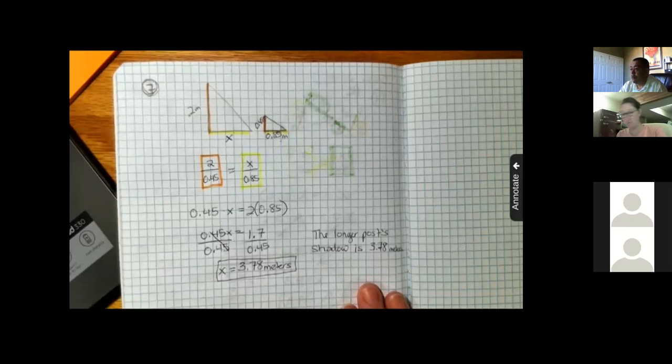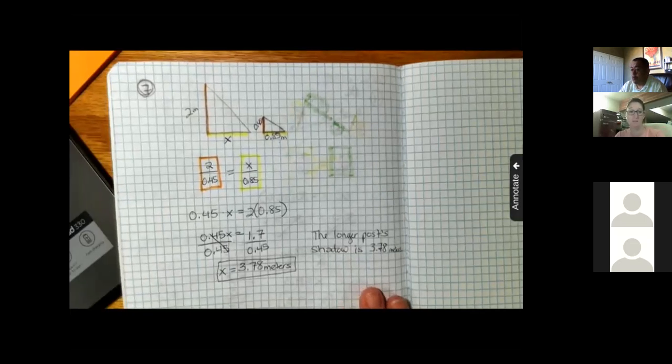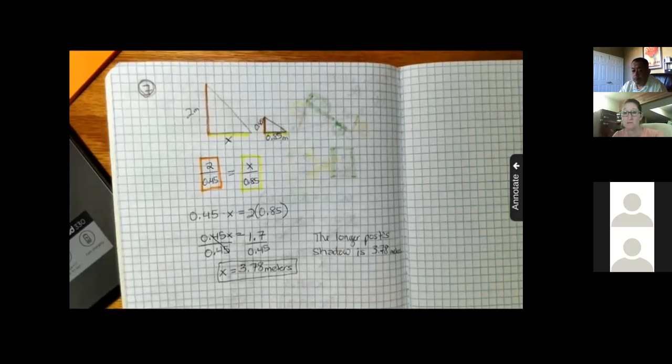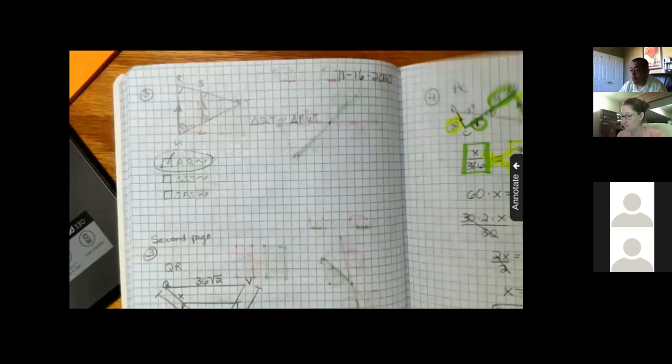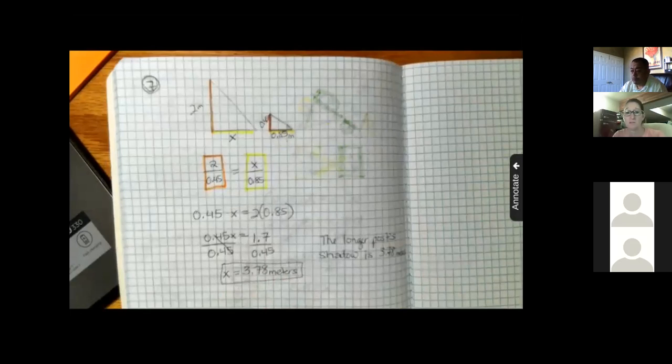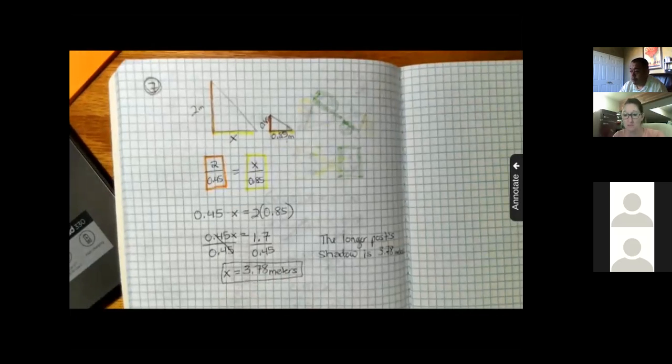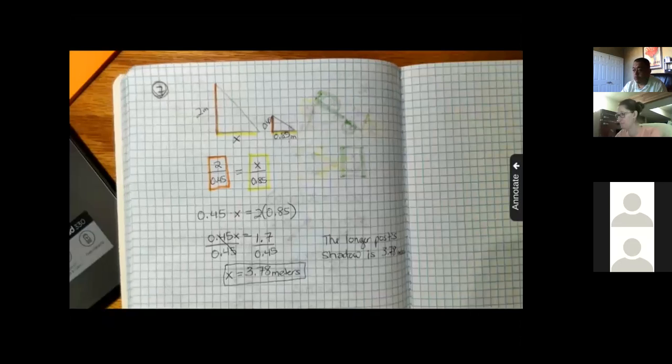Number 2, on which page? First page, second page. Wait, did we do number 2 already? No. Which page? Do you want the first one or the second one? Second page. Okay, let me set it up. You guys are so patient. Okay.